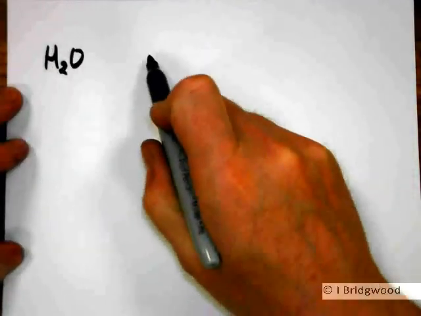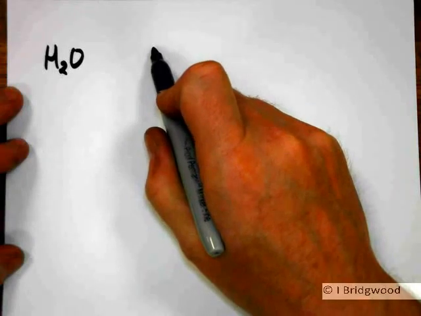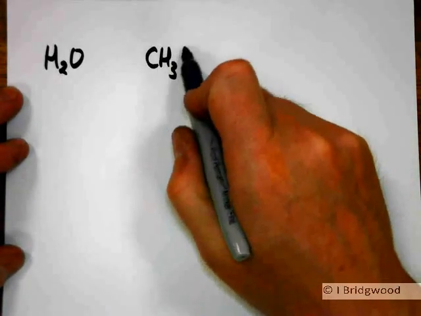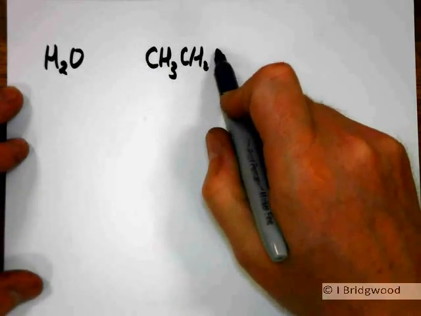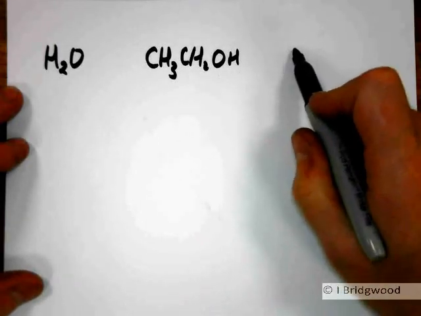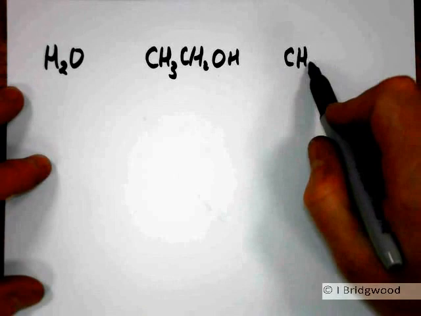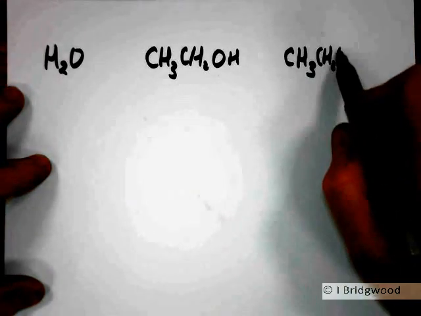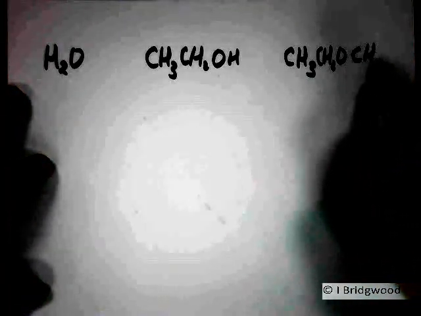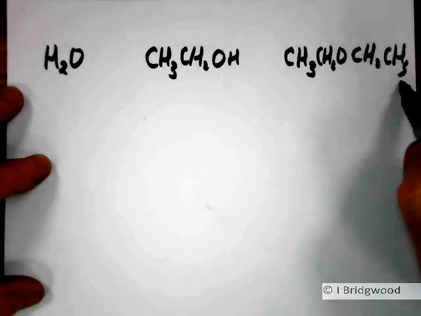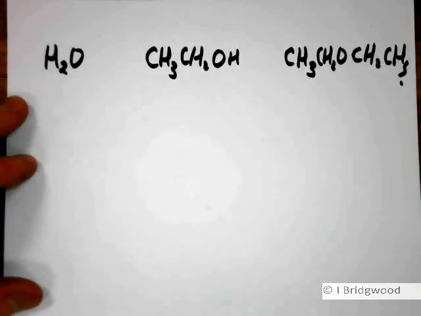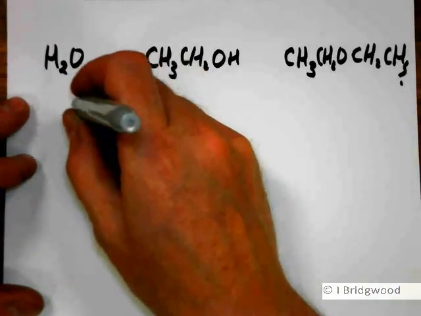Here's an interesting question. If we were to take these molecules, H2O, ethanol, CH3CH2OH, and ethoxyethane, which is an ether, CH3CH2OCH2CH3, what we find is that the boiling point decreases going across.